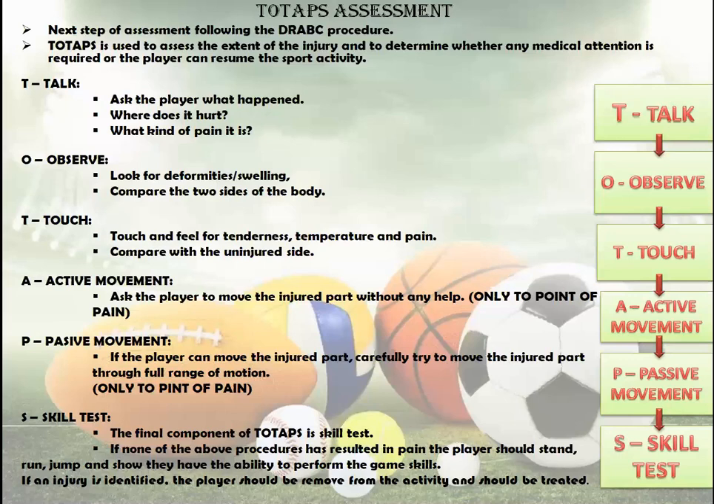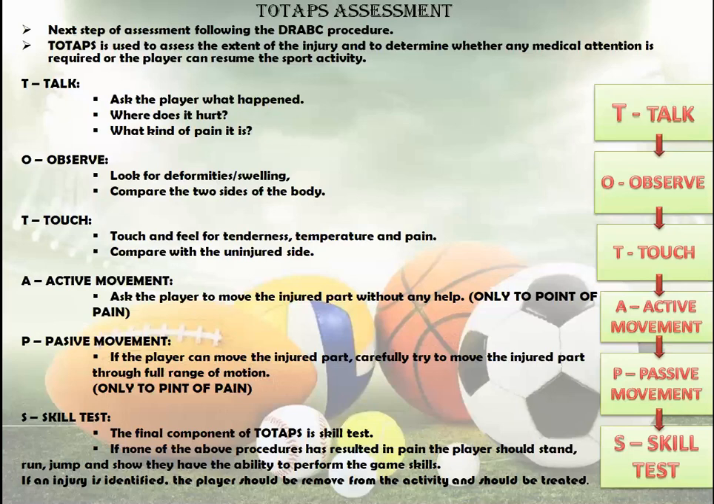This is the next step in TwoTabs that indicates A for active movement, followed by P, which stands for passive movement, in which the therapist should carefully try to move the injured part through full range of motion. Finally comes the S, skill test, in which the player is asked to stand, run, jump to show that they have the ability to perform the game skills. Only if none of the above procedure has resulted in pain.